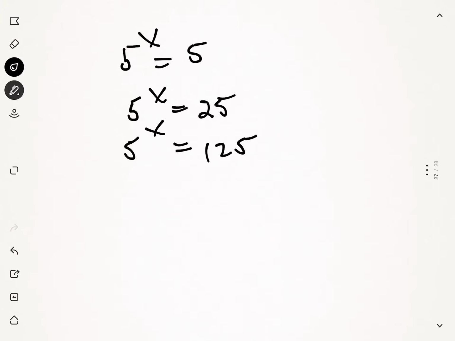But in these cases only, you can identify it very quickly, because you know that x in this case would only have to be 1, because 5 to the 1 is 5. And in this case, x would equal 2. And here, 3, because 5 cubed is 125.